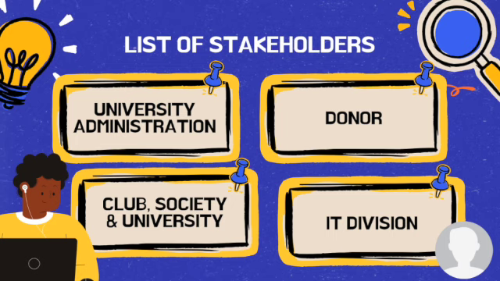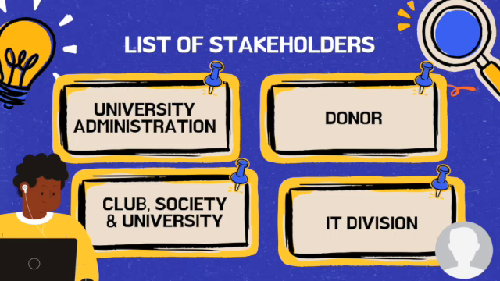And the second one, we have the donor. Obviously, the donor is the one who will search or find available donation programs and donate to them. And they contribute to the functionality of the system. And the third one, we have club, society, and university. So they are offering donations, and they have to make sure that the donation programs get approved by the administration. So they need to enter and give descriptions and valid information of the donation that they want to publish.